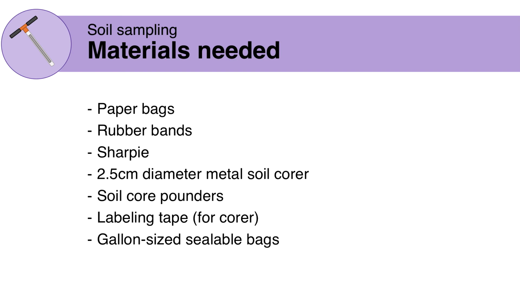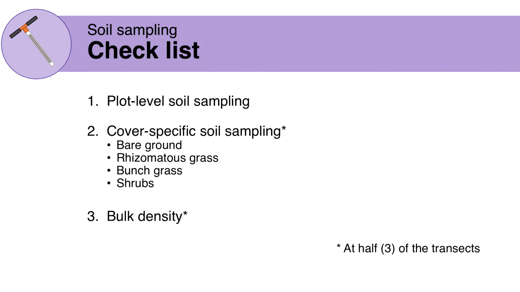So to recap, for the soil sampling, we'll be doing plot level soil sampling with the small cores, cover-specific soil sampling at 3 transects, and bulk density sampling at those same 3 transects.